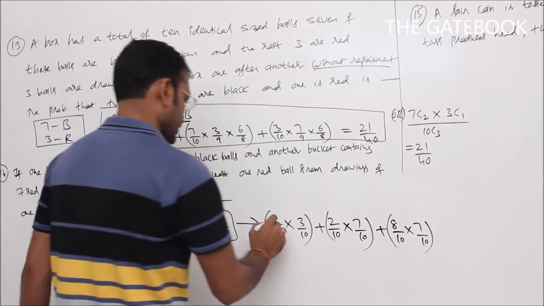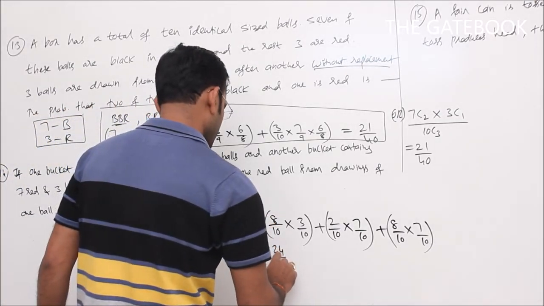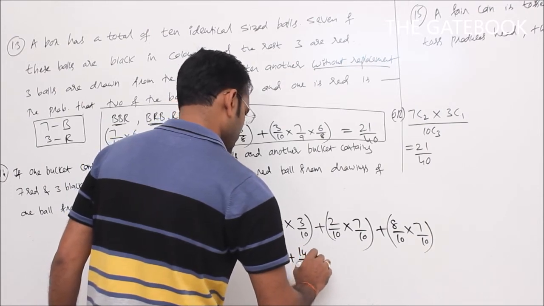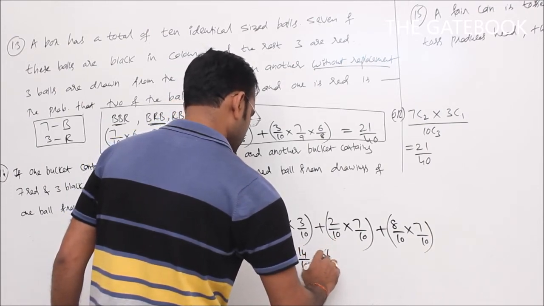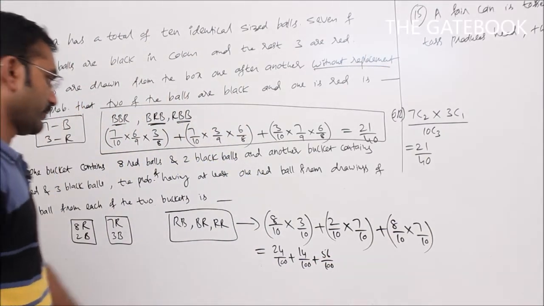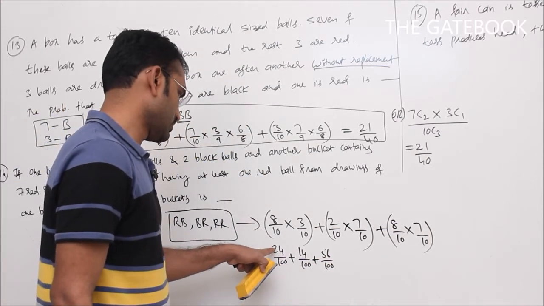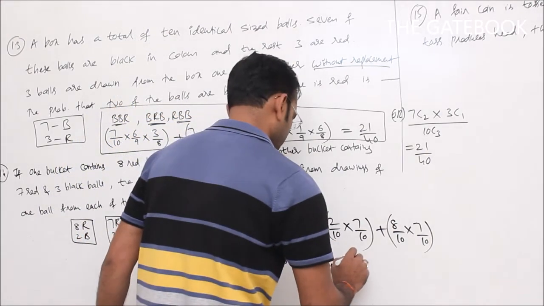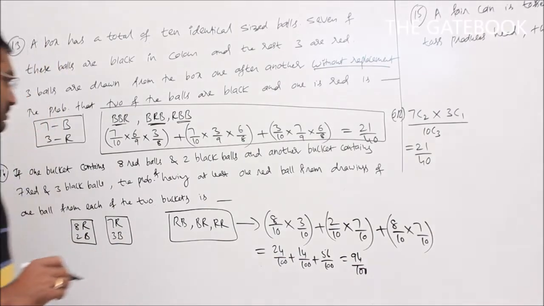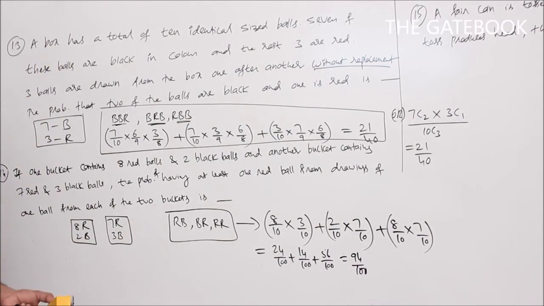So we'll get here 24 by 100, 14 by 100, 56 by 100. So 56, 60, 70, 18, we'll get totally 94 by 100. 94 by 100 is the answer for this question.